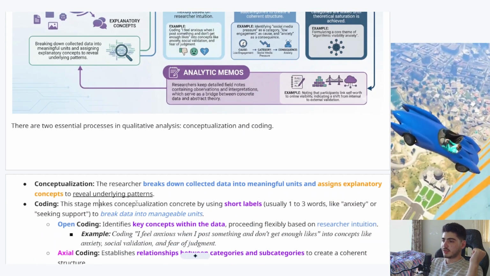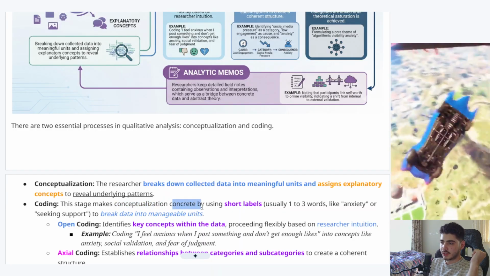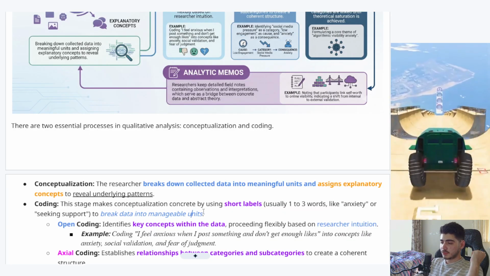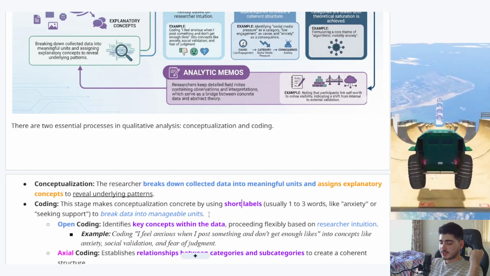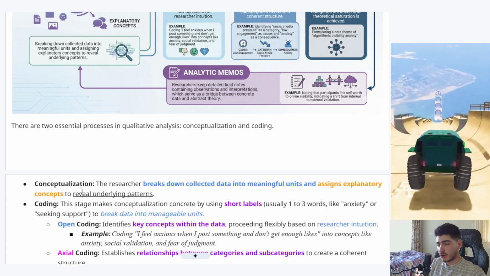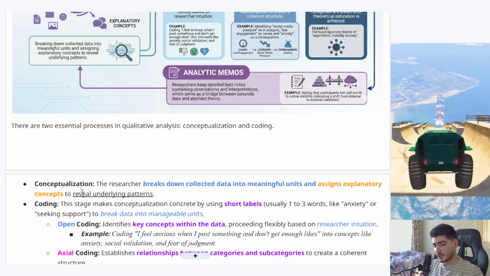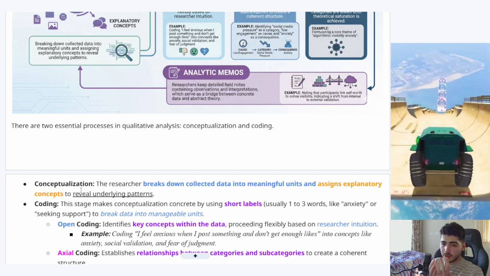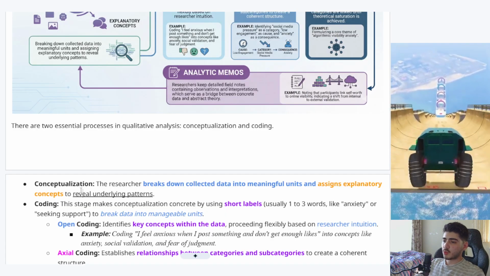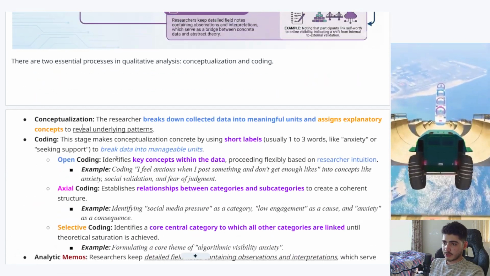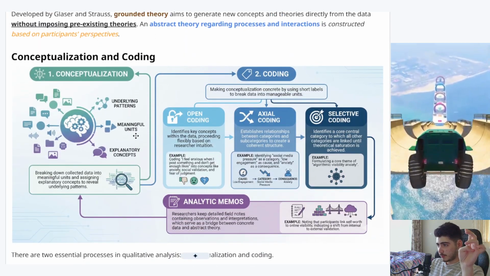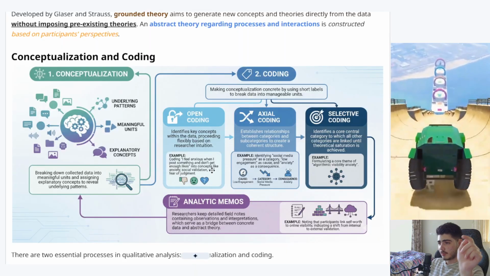Coding is the stage that makes conceptualization concrete by using short labels to break data into manageable units. We usually call these variables, as I said. So, conceptualization is turning the raw information or the theory into something you can work with. Basically, you're molding it into something that's workable. So, we have three separate types of coding, and I believe these are sequential, so one after another, but I may be wrong on that.